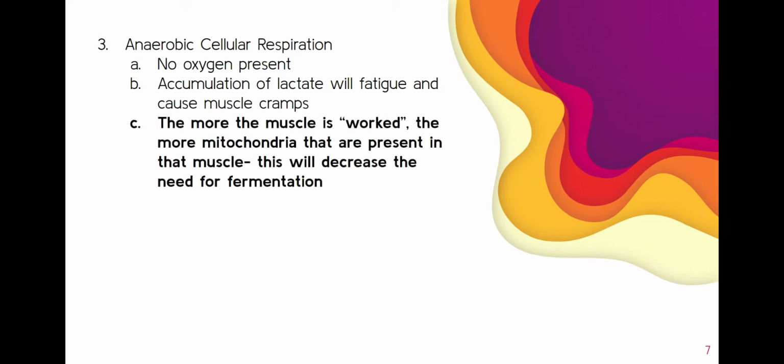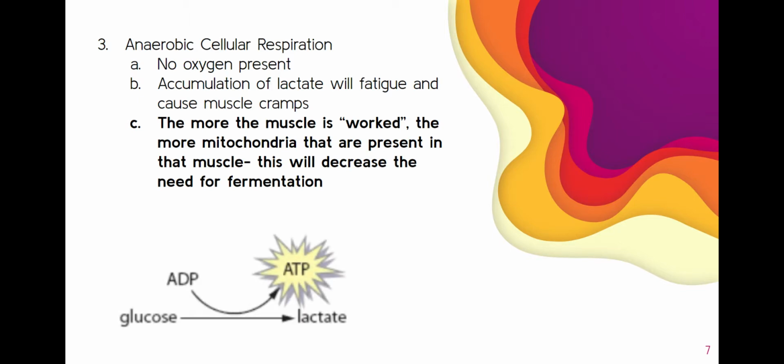Now, the more the muscle is essentially worked, the more mitochondria that are present in the muscle, and this will decrease the need for fermentation. So if you have more mitochondria found in your muscles, you will actually not need to go through anaerobic cellular respiration as much. That's why people train their muscles and work out their muscles, because as you do small micro tears to your muscles, as they heal and repair with more muscle, they build up more mitochondria. So this is just another quick diagram about how we produce lactate.